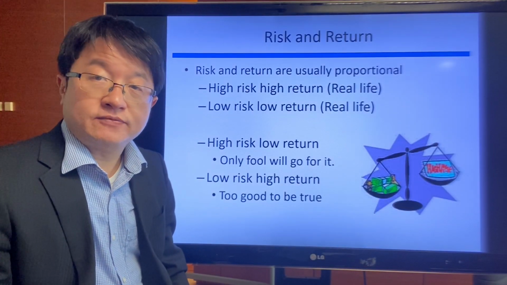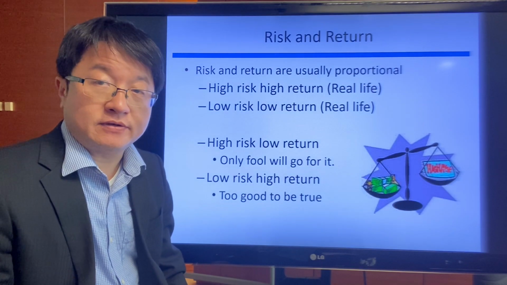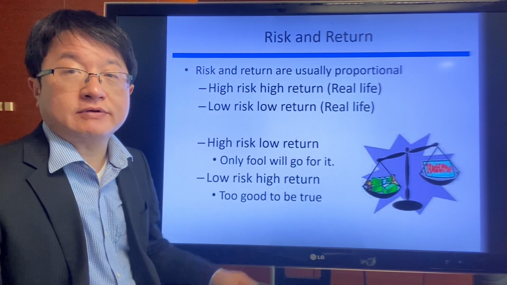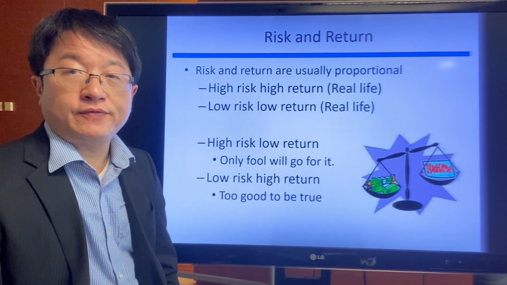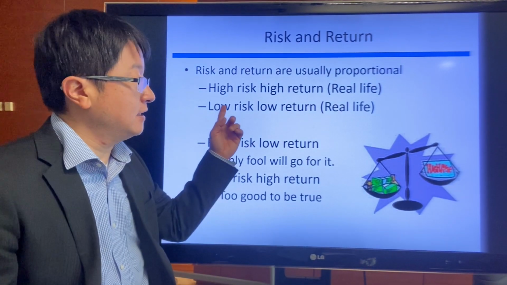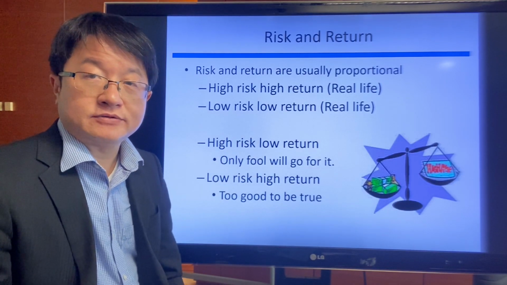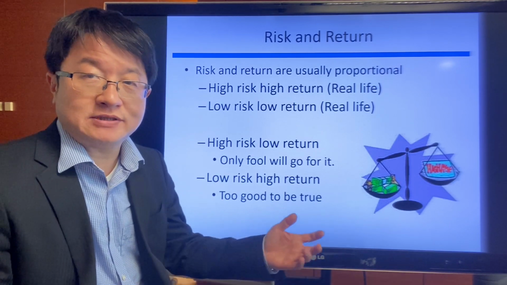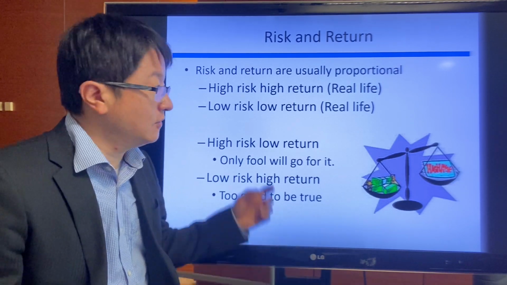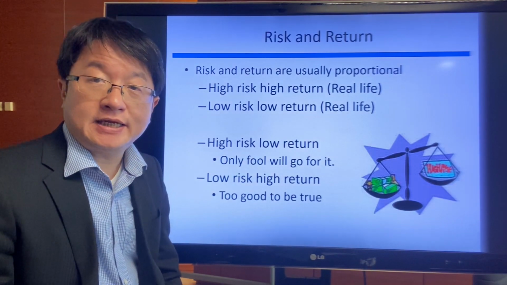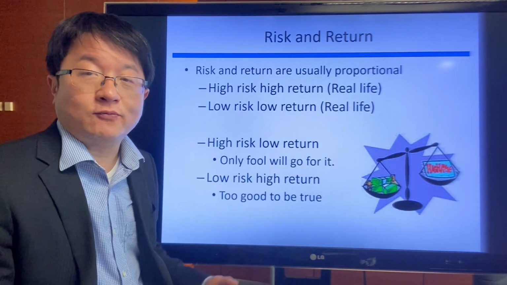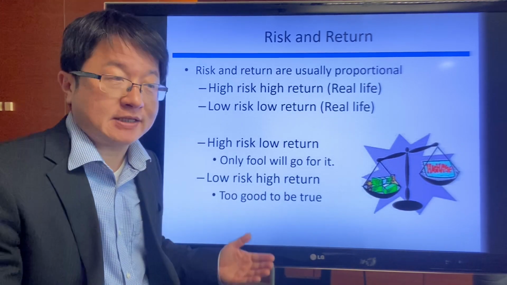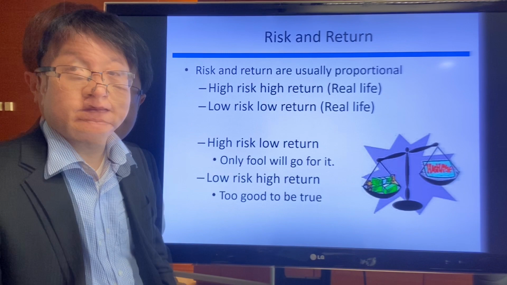And very often, risks are also associated with return. In real life, when you take a high risk, usually you get a high return. If you do not want to take any risk, then you will have less return. Just like putting your money in the bank, you will earn 0.1% or even 0% interest rate, very low return. Or if you put money in the stock market, very stormy, on one day you may earn 20%, but on another you may lose 50%. So this is real life.